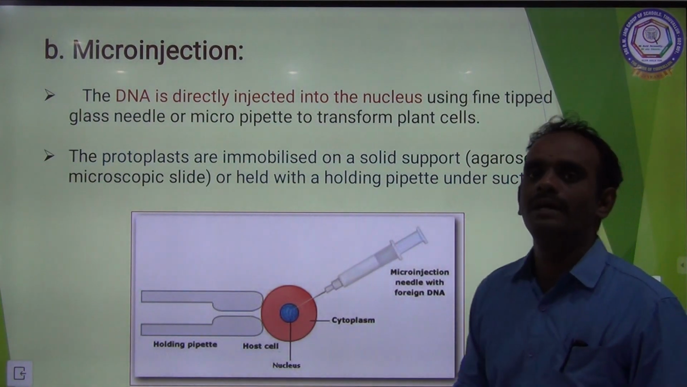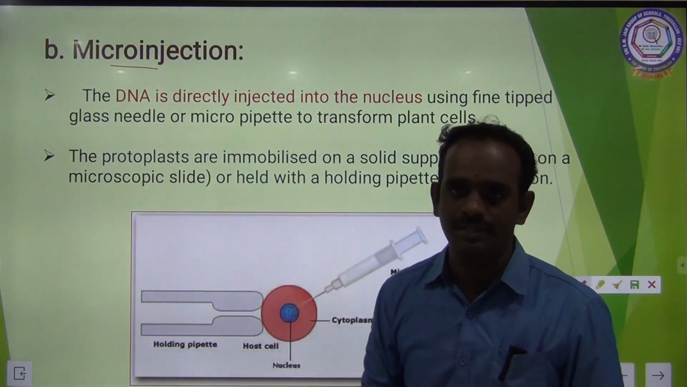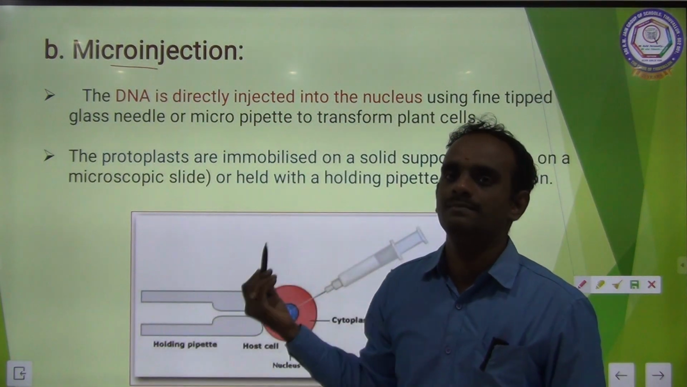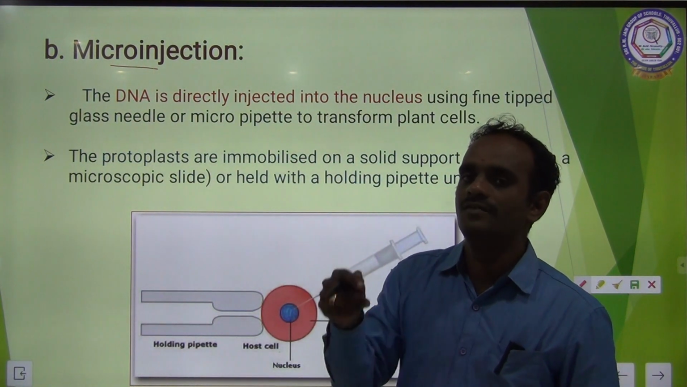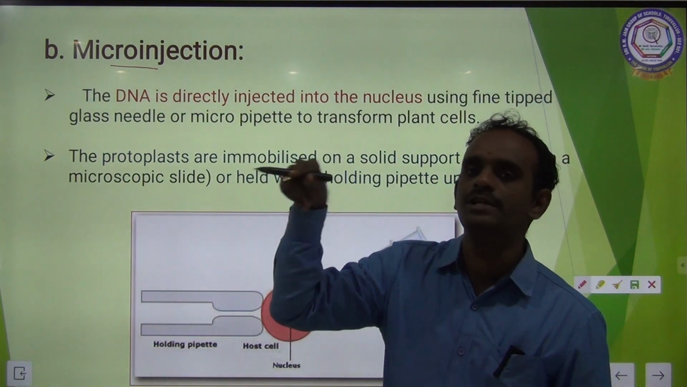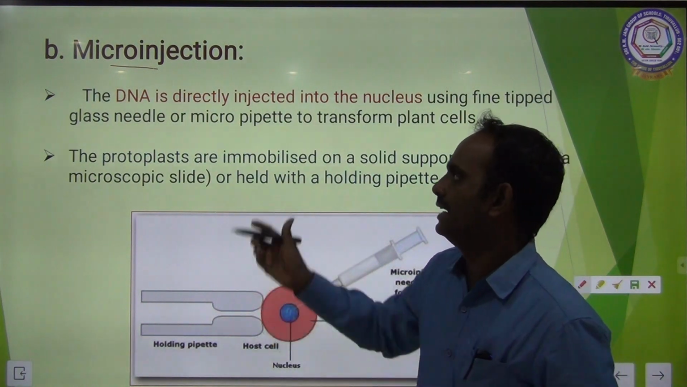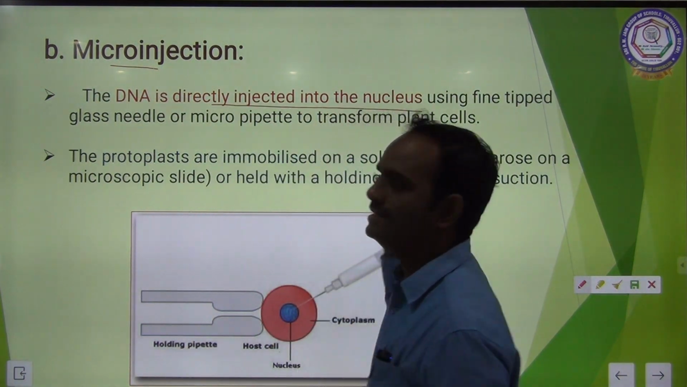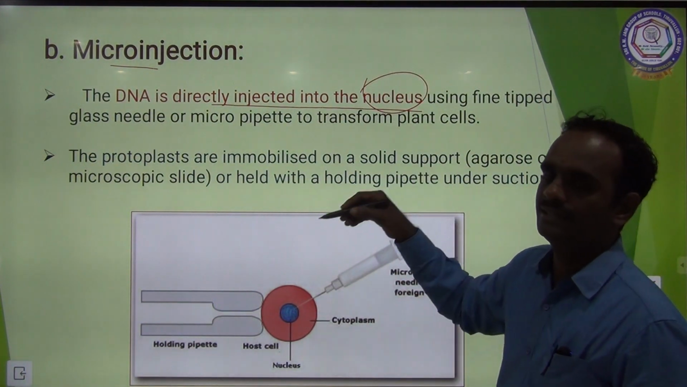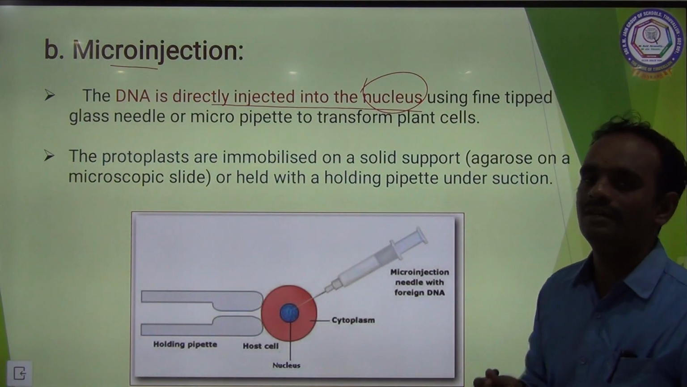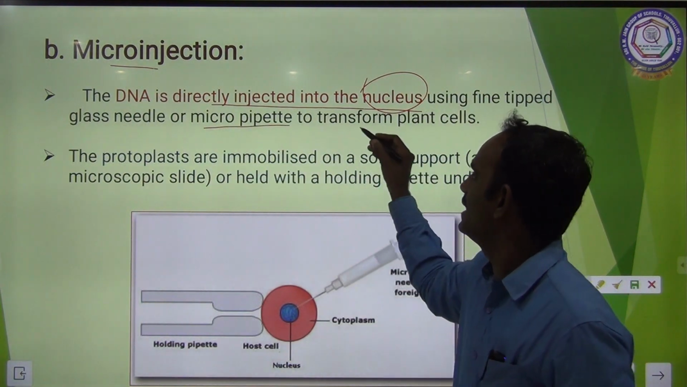The second one is microinjection. The name itself makes the concept easy to understand. This is the second direct method, microinjection. With the help of a micro syringe, we transfer the gene of interest into the plant protoplast. That is called microinjection. Here the DNA is directly injected into the nucleus, into the cell, by using a fine tip glass needle or micropipette to transform the plant cell.